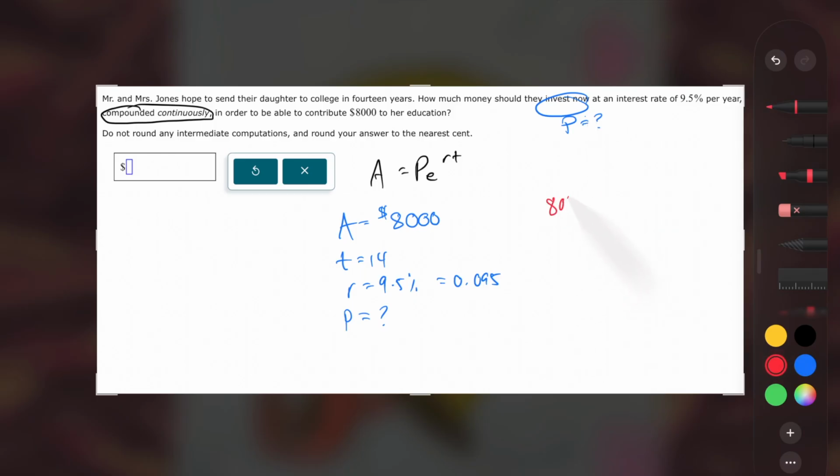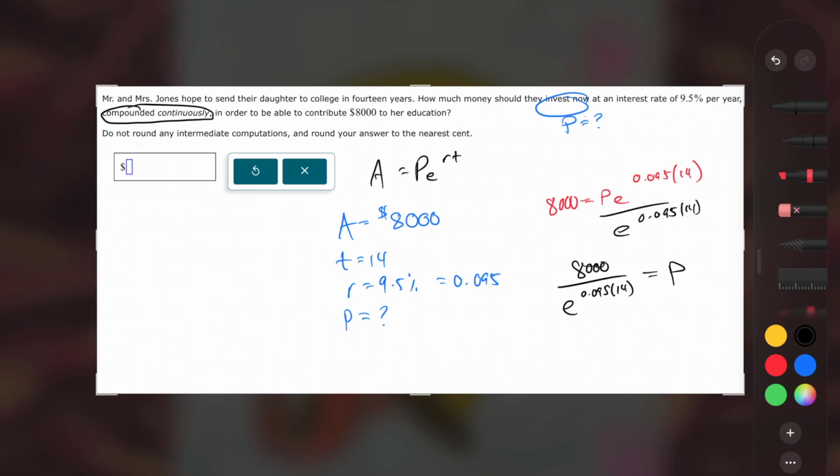So we do 8,000 equals P e to the RT. R is 0.095 and T is 14, okay? So to get P by itself, what we'd actually do is divide by e to the 0.095 times 14. You could go ahead and multiply those out, but I'm going to wait so I can do it all in the calculator at once. So if I divide both sides by that, I get 8,000 divided by e to the 0.095t equals P.